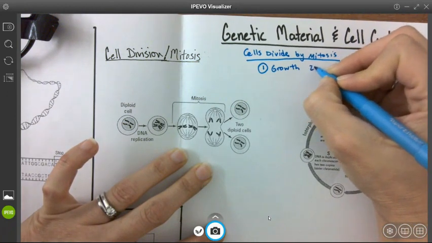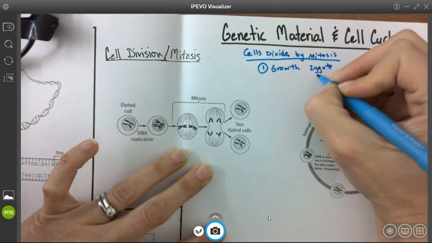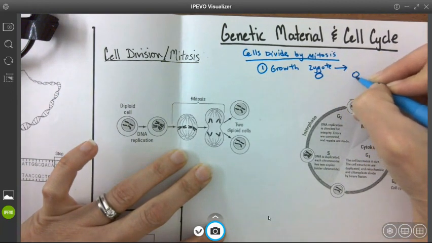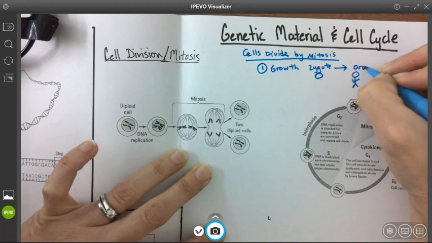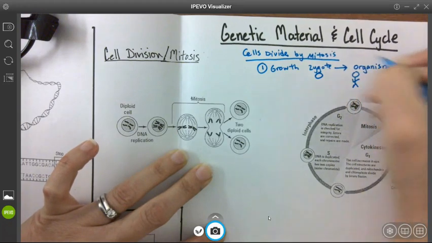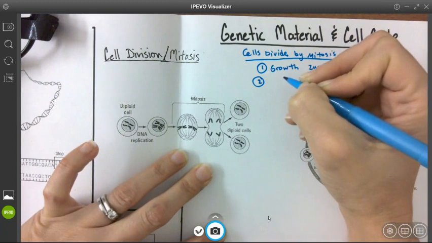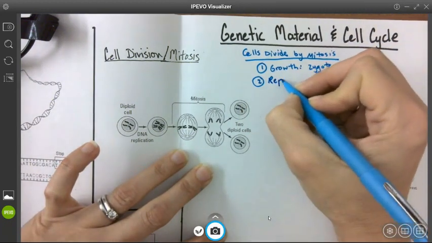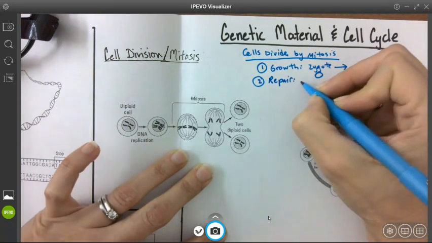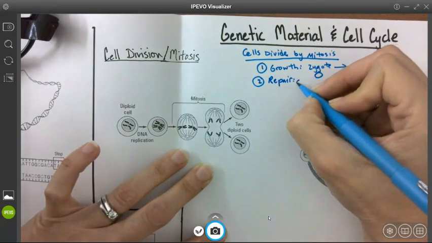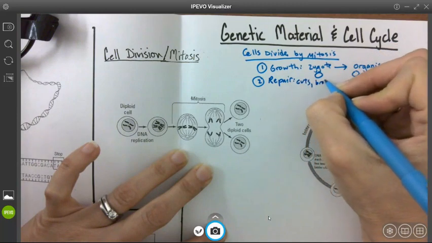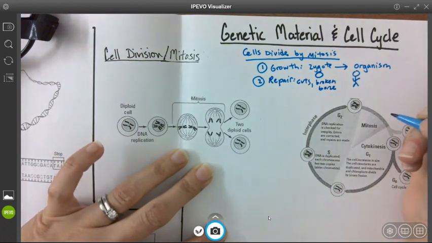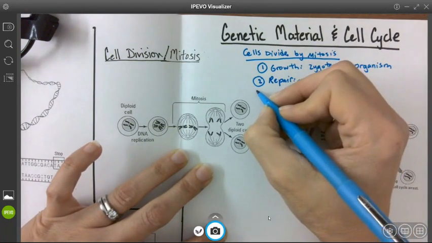For example, if you start with a zygote, which is a fertilized egg, right? It's got to grow into an organism, which means we need to add more cells. 2, cells grow when organisms need to be repaired. For example, if there are cuts, if you have a broken bone, if you have damaged tissue, you need to make new cells to repair them, those old cells or the cells that have died.